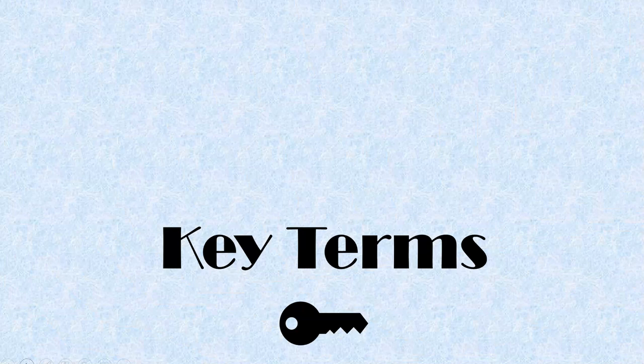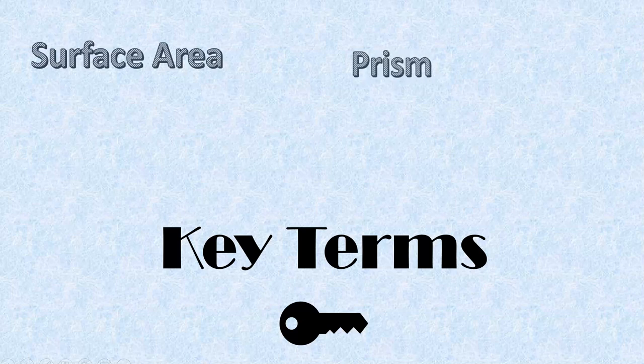Okay, so our key terms in this unit of surface area. Obviously, surface area is a key term. Prism, so you're thinking rectangular prisms, triangular prisms, okay? So they're those 3D shapes. Net, so that's that shape opened up. Total surface area.